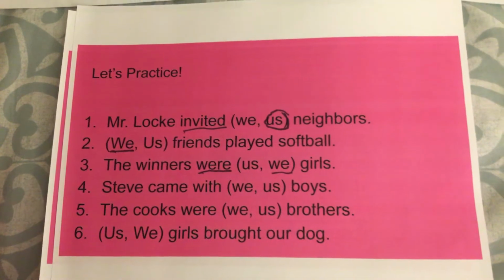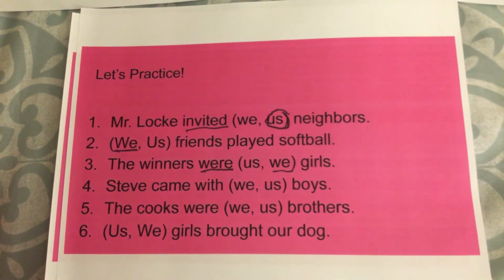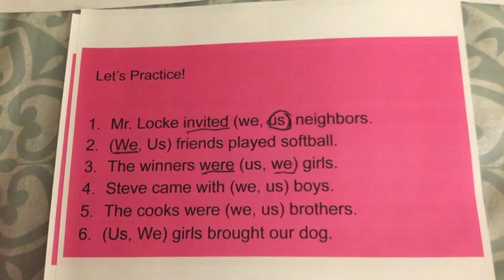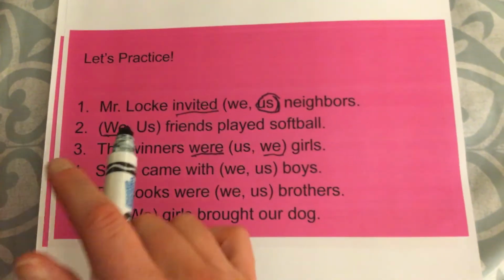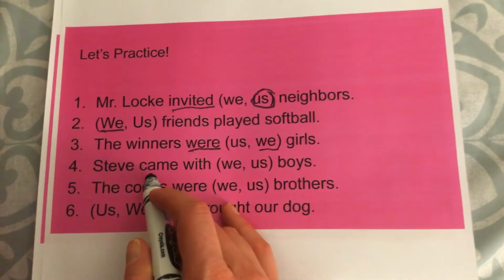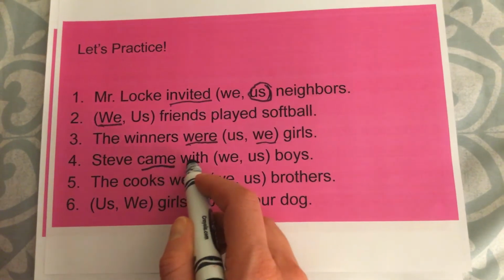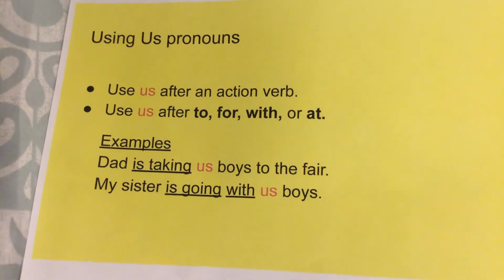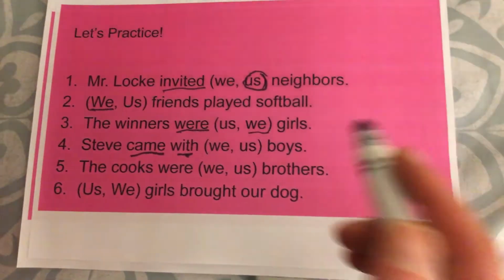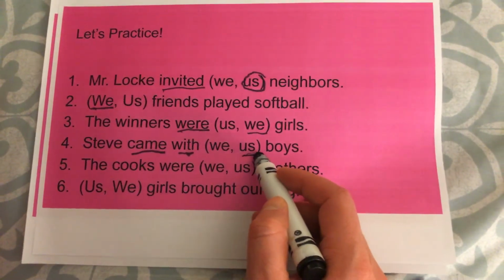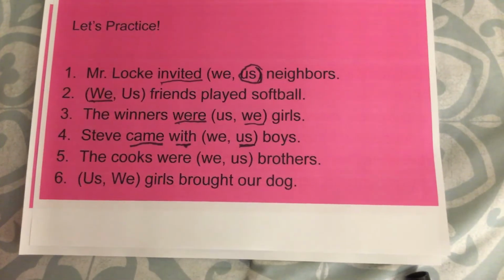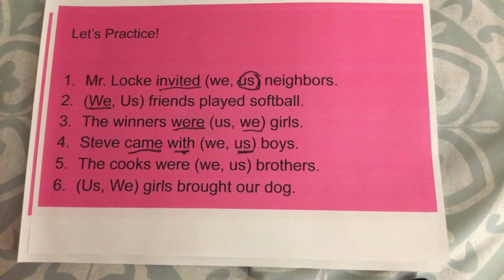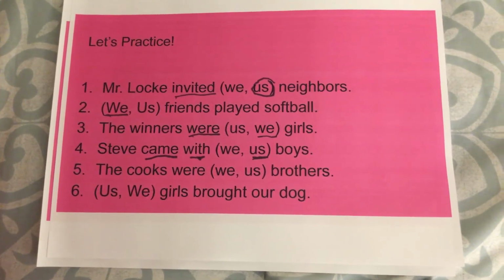Number 4, Steve came with we or us boys. Well, I'm going to think. Steve is the subject. Came is the action verb. With is a clue word for using us. So in this sentence, I have to choose us. And you could always check your work by reading it again. Steve came with us. You could take out boys to make sure it sounds right.